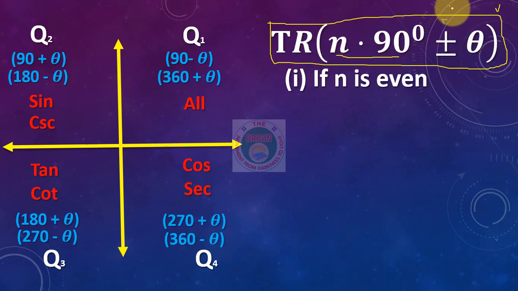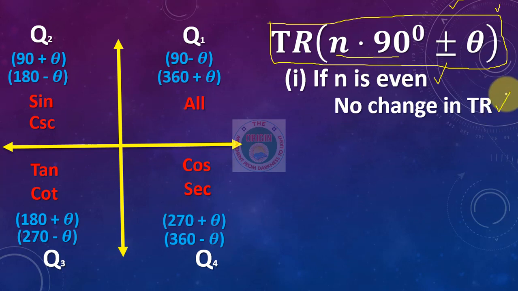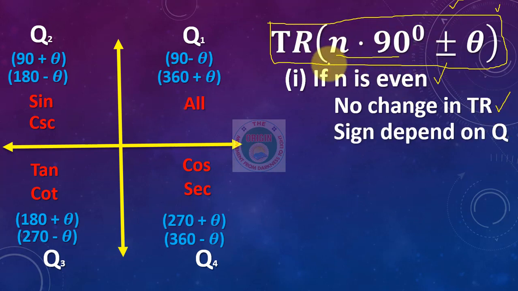Just keep it aside for some time. Now, if n is even, what to do? No change in the TR. Trigonometric ratio not changing. If n is even, trigonometric ratio not changed. Next, sign depends upon the quadrant. Whatever the sign, depending on which quadrant the trigonometric ratio is in, the sign is going to be plus or minus. Sign depends upon the quadrant.